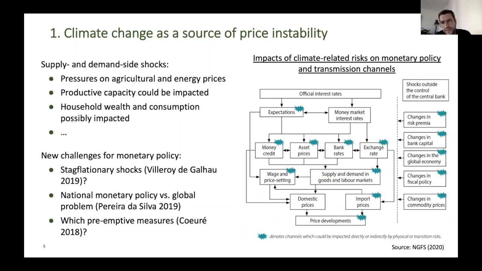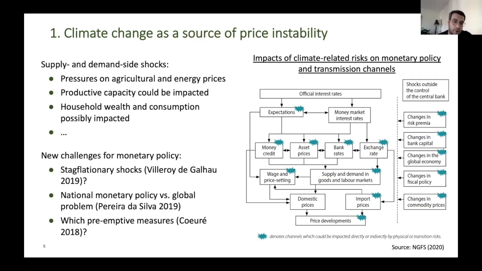When it comes to price stability, there is much less in the literature, but the NGFS just published a report a few weeks ago. So that's the first document of the NGFS on that. And here, most of the risks with regard to price stability have to do with supply shocks, but you could have some demand shocks. You could have, because of physical risk, for instance, a price spike in agricultural or energy prices. And these bring new challenges for monetary policy.